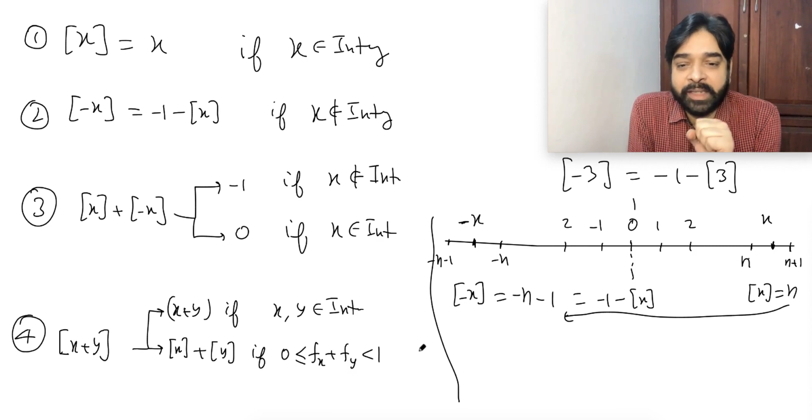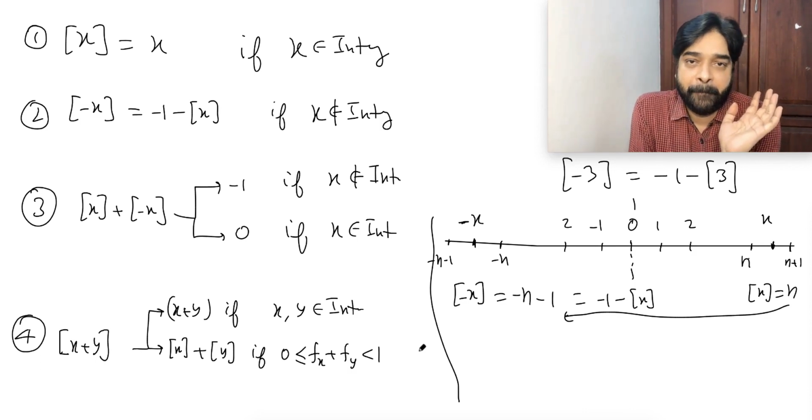X and y are not integers. If they are not integers, x will have a fractional part, and y will also have a fractional part. So if the sum of the fractional part of x and the fractional part of y is between 0 and 1, then we can write it this way.